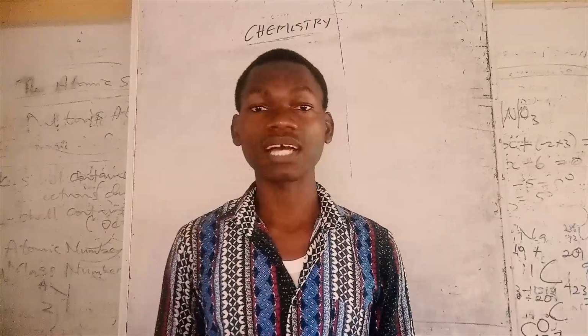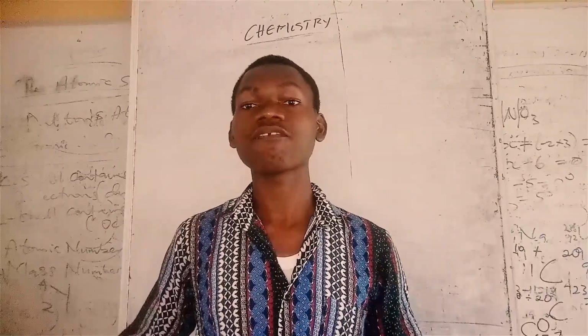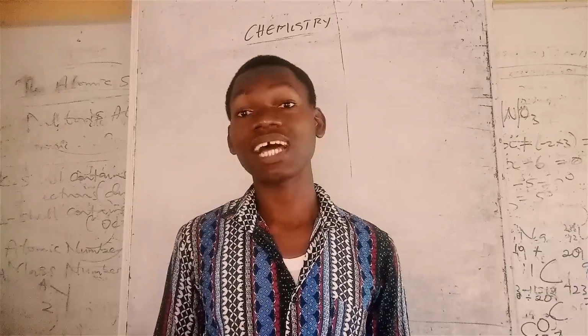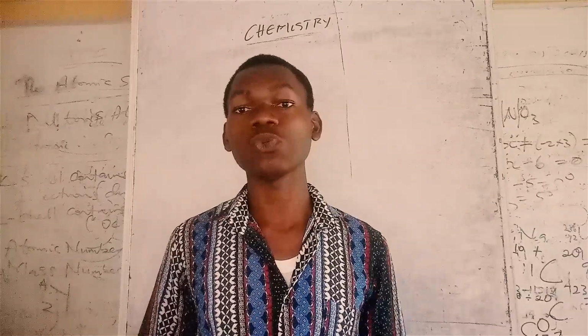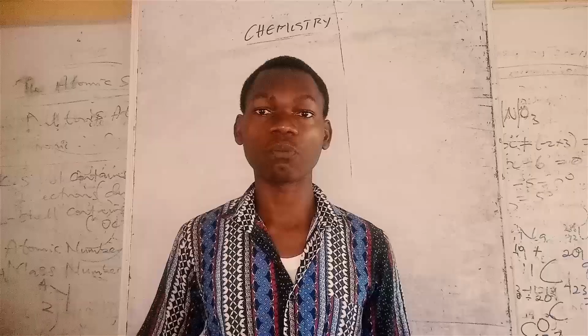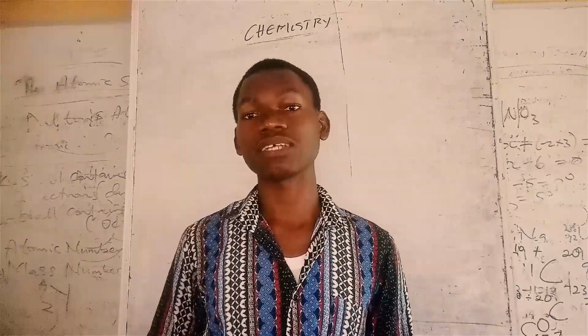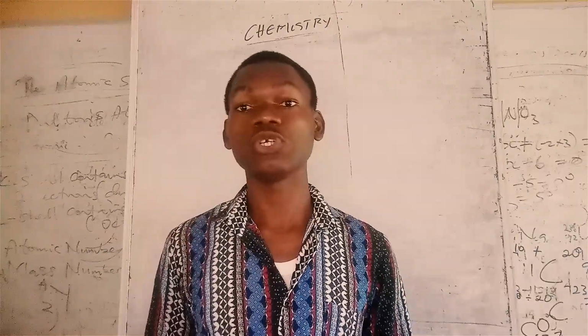In this session, I'm going to be showing you how to identify the relative atomic mass of elements. When we have isotopes of elements that have different masses appearing, how do we identify their average mass number, or how do you calculate the average mass number? In this video, I'm going to be showing you how to do that.